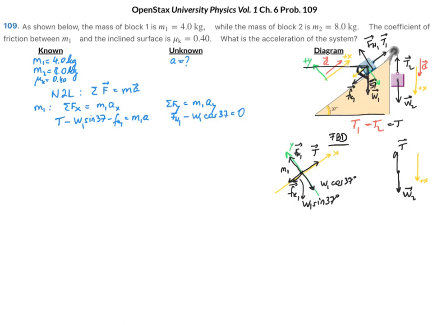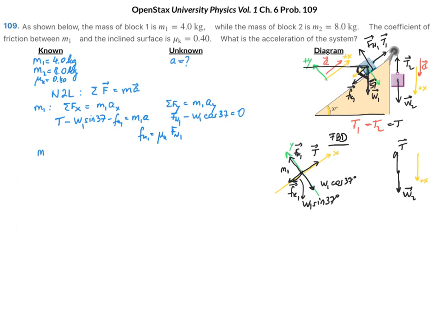Now, since I have a friction force, there's another equation that I can write. Remember that the equation for the friction force is mu k times Fn. So I have three equations I can write for the block on the inclined plane. Two of them are Newton's second law, and the other one is the force due to friction.